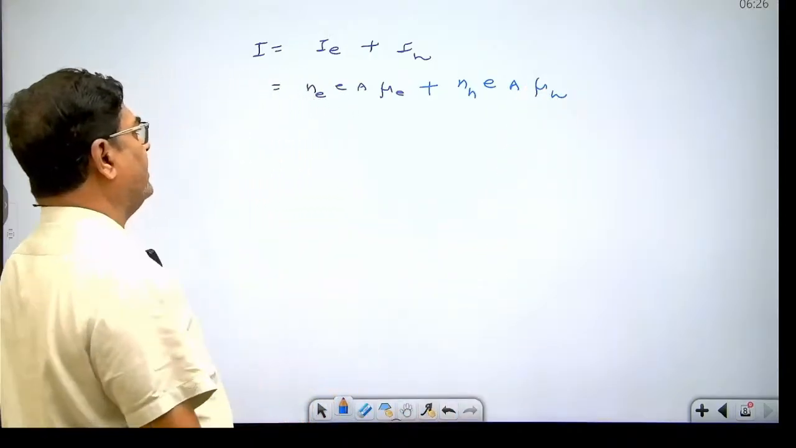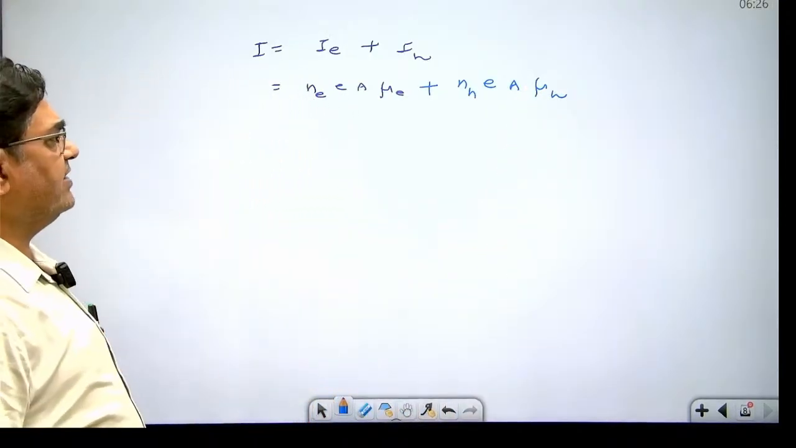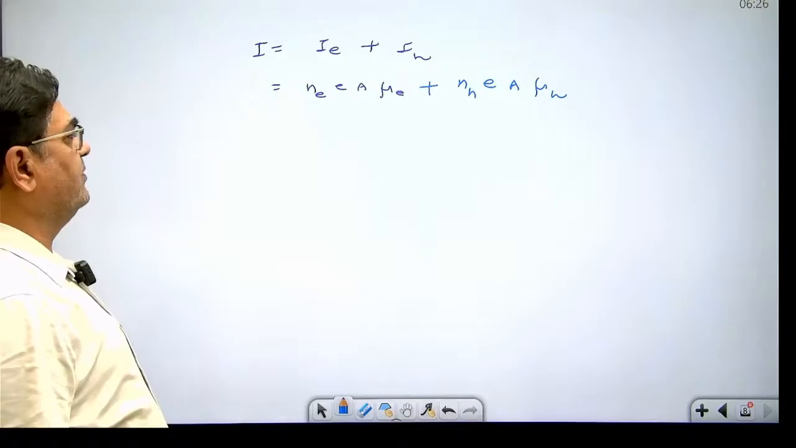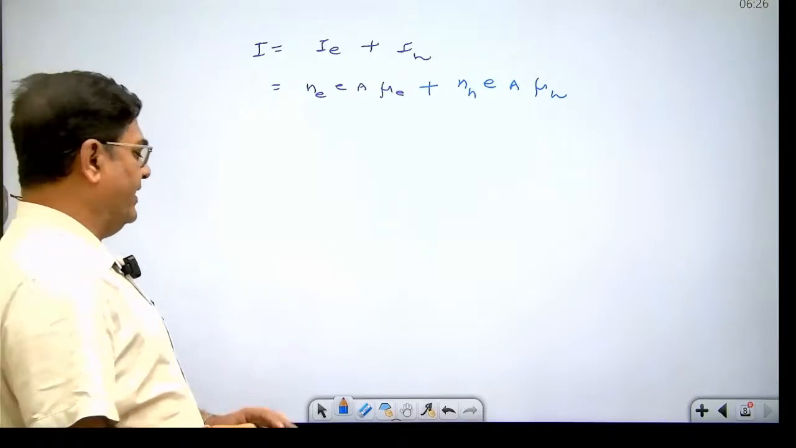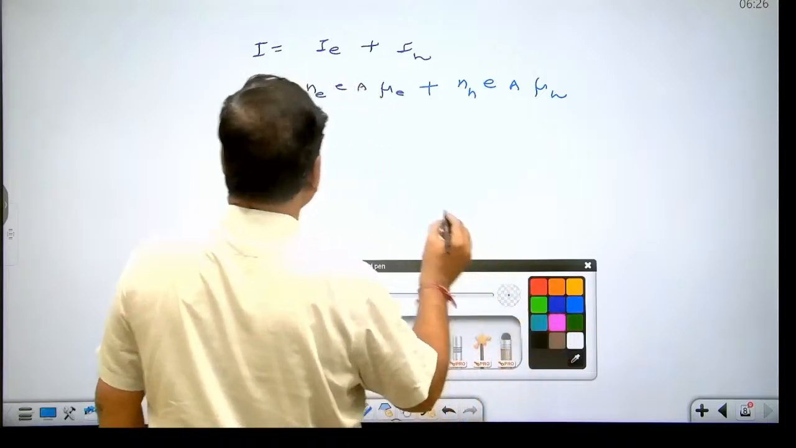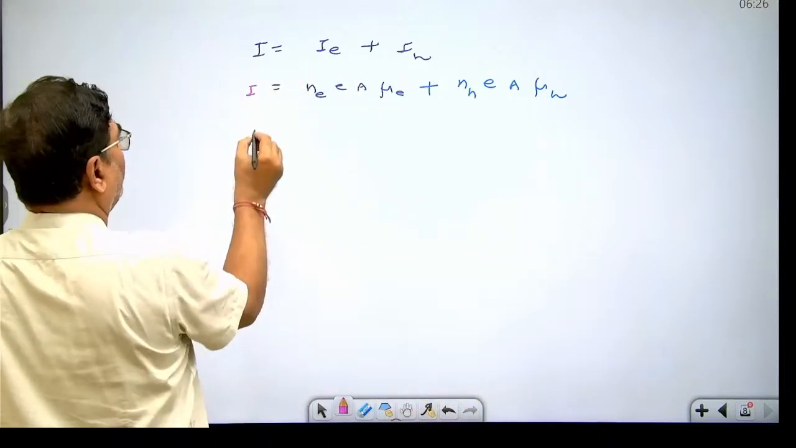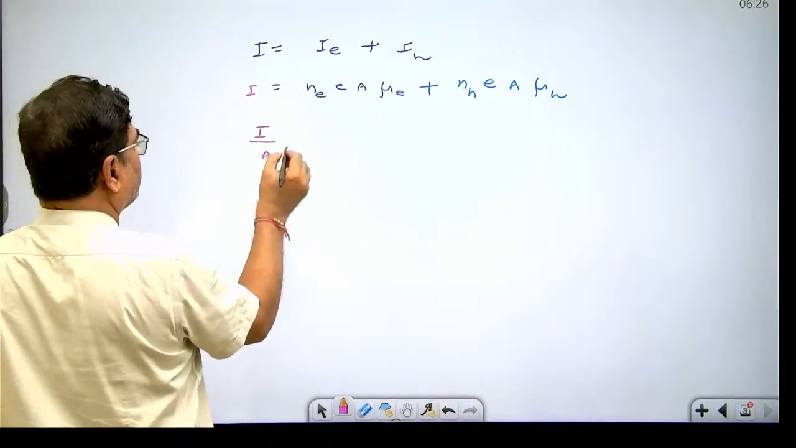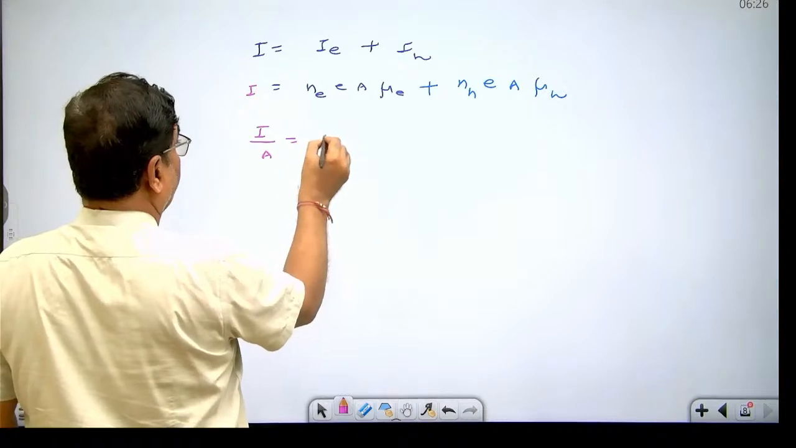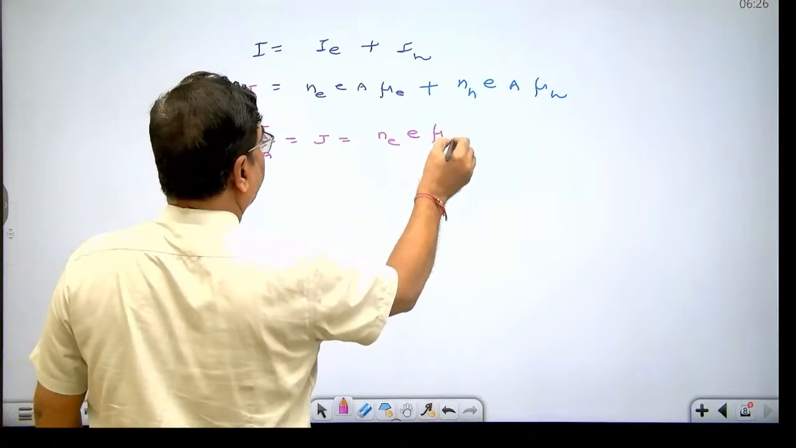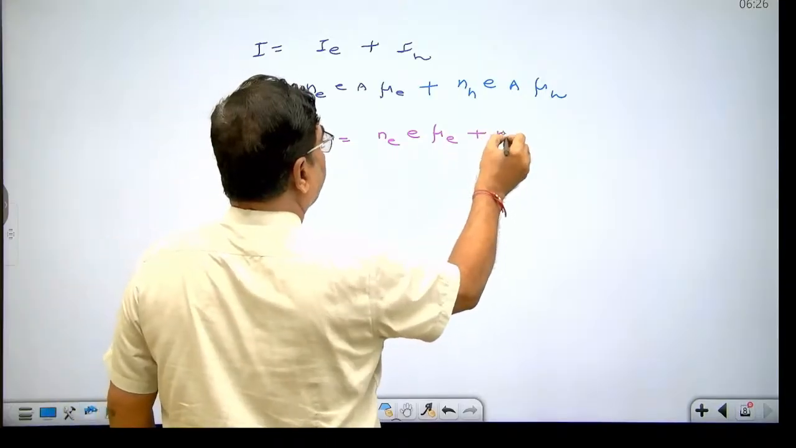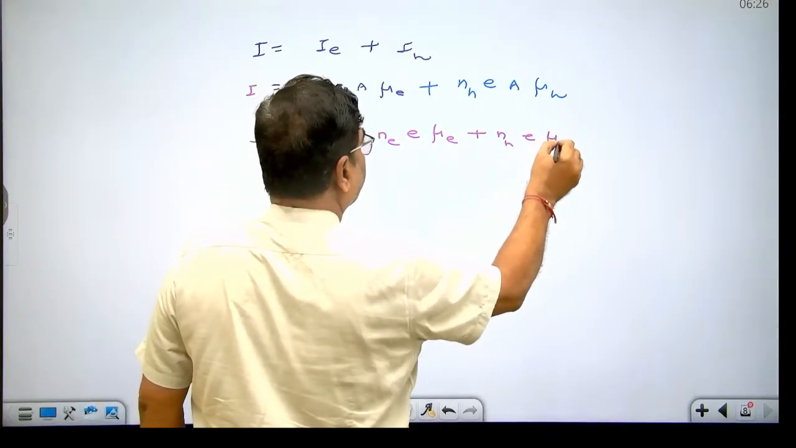Dear student, what is Ne? Ne is electron density, and what is NH? NH is hole density. What is mu E? Mu E is mobility of electron, and what is mu H? Mu H is mobility of hole. What is I upon A? This is cross section. This is current density. Ne E mu E plus NH E mu H.